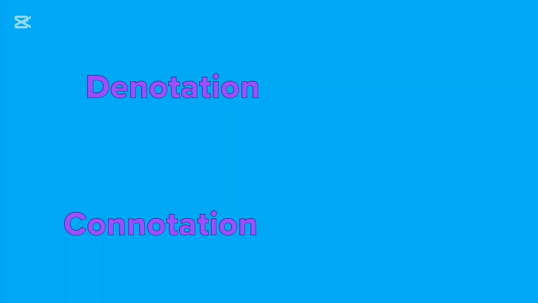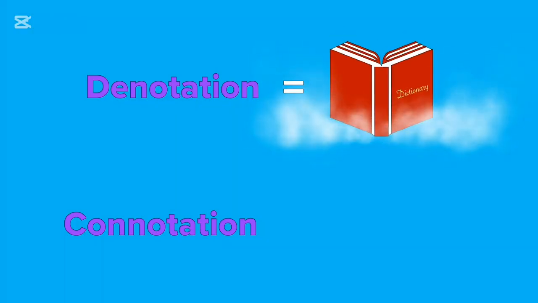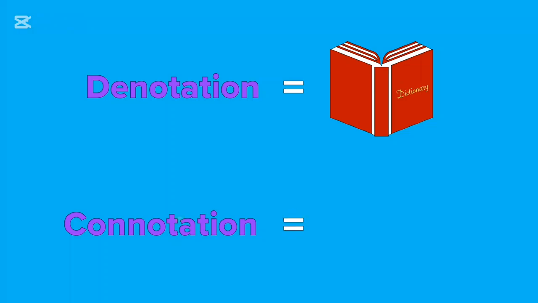To recap here: denotation equals the dictionary definition of a word. It has its literal meaning. Whereas connotation equals connection, or that positive, negative, or neutral feeling that we associate to a word.